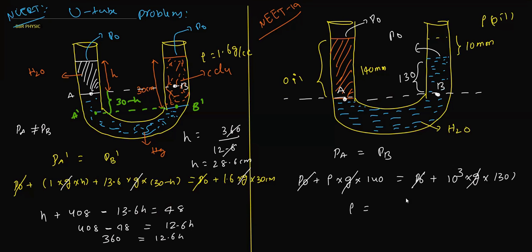Rho equals 130 into 10 power 3 divided by 140. This 0 will get cancelled, so 13 by 4. 13 by 4 is nothing but, so rho equals 0.928 into 10 raised to 3. If you want to convert into kg per meter cube, 10 power 3, just send the power inside. So rho equals 928 kg per meter cube. So this is the answer.